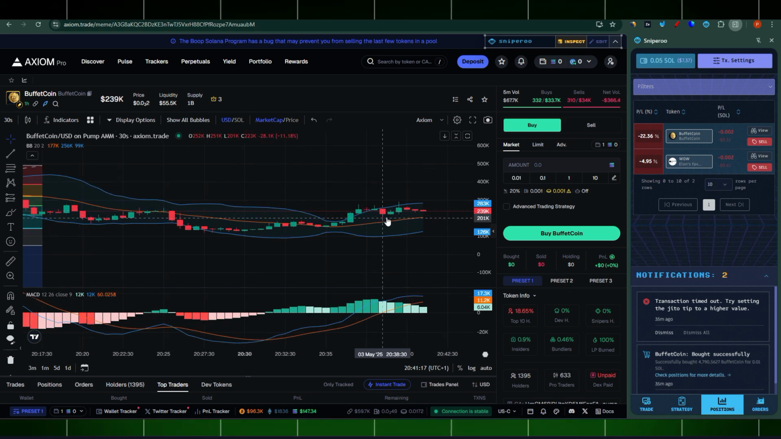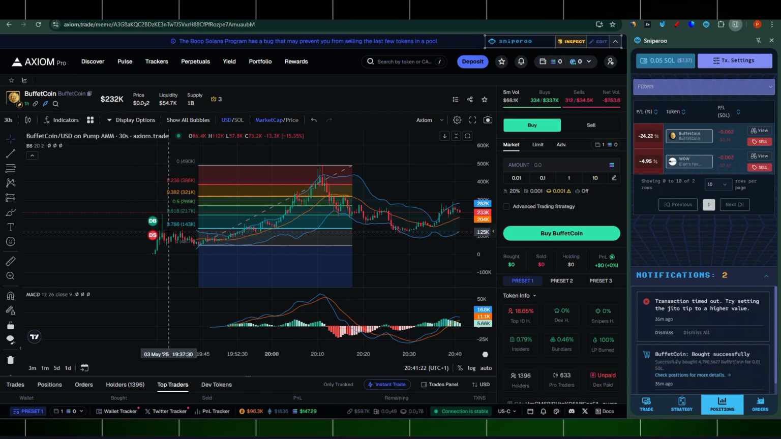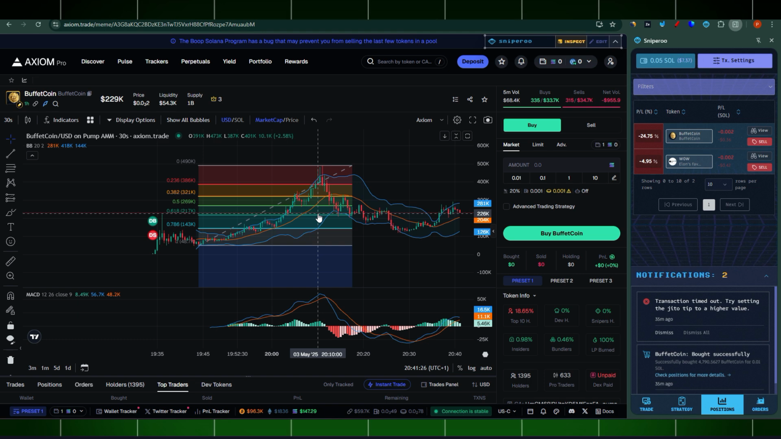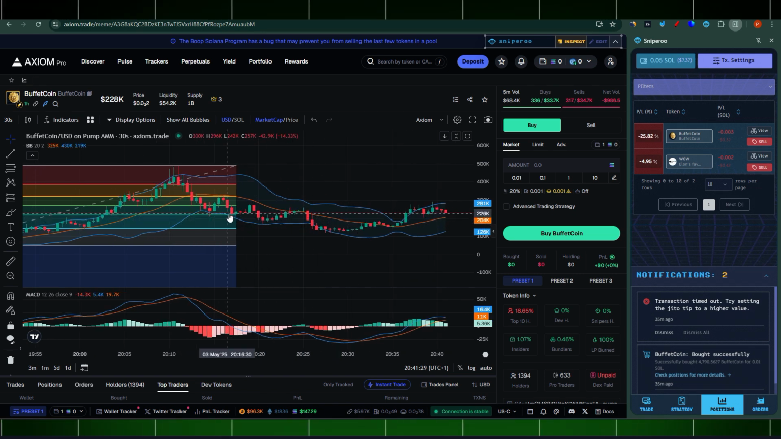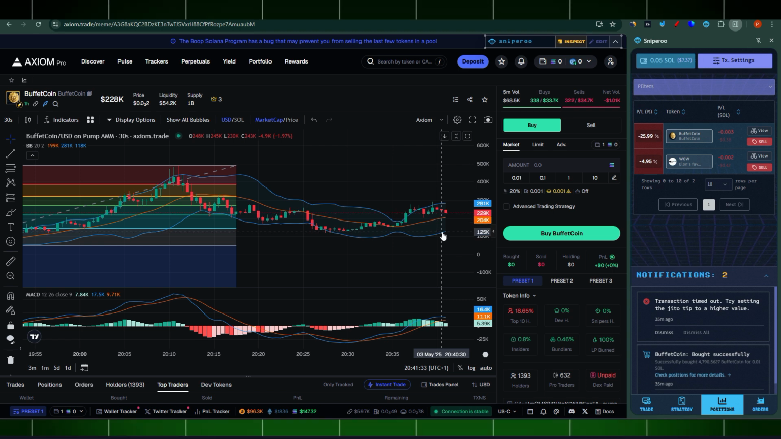Okay, and now we move. Remember, we moved from the 0.786 line, and now we are on the 0.618. That's the second Fibonacci line. And remember how long we stayed here.